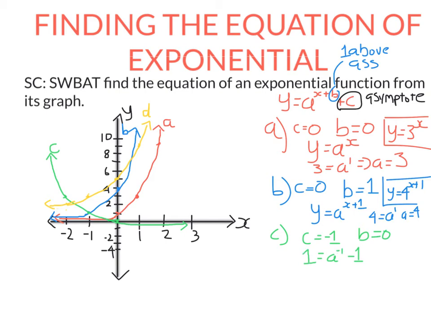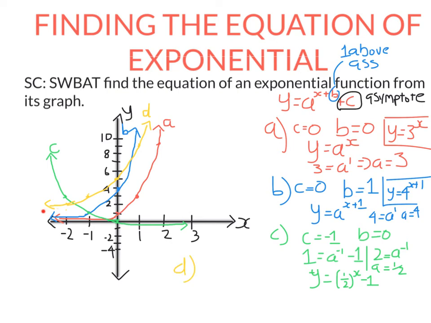So let's solve this equation. Adding 1 to both sides, I get a to the power of -1 is equal to 2. So then what I can do here is raise each of them to the power of -1. a will be a half. A half to the power of -1 is 2. So therefore, I have my equation for graph C. It's y equals a half to the power of x minus 1. Let's look at the final one, graph D.